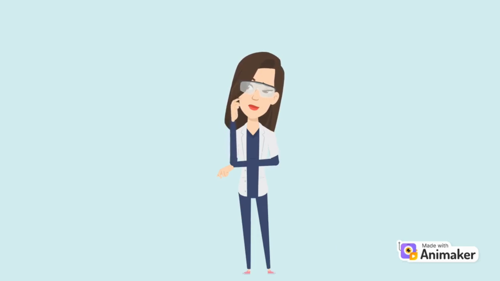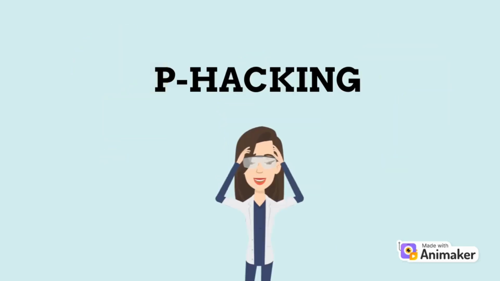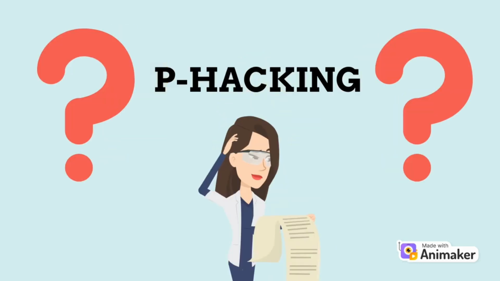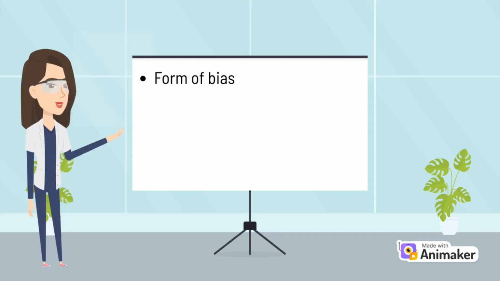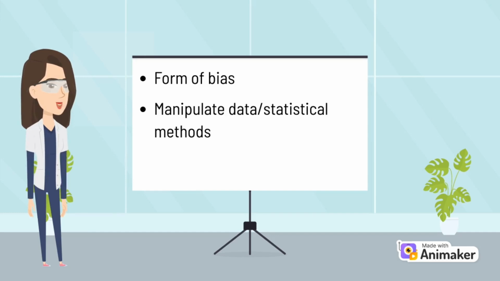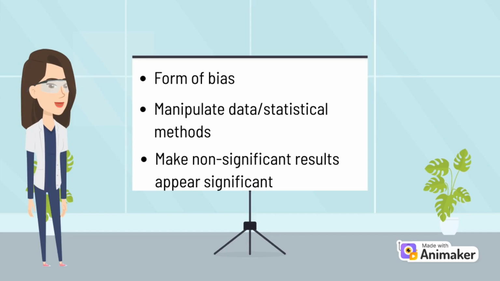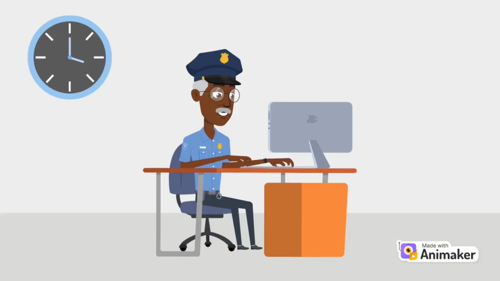Now diving deeper into the world of p-values, there's a controversial practice that sometimes skews these truth detectors. Can you guess what it is? It's called p-hacking. So what exactly is p-hacking? P-hacking is a form of bias that arises when researchers manipulate data or statistical methods until results that weren't originally significant appear to be so.